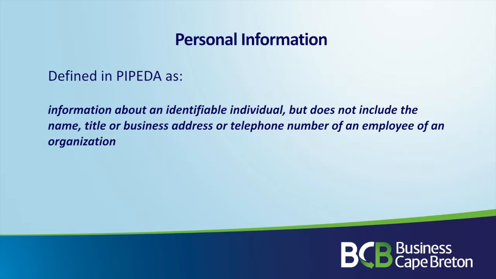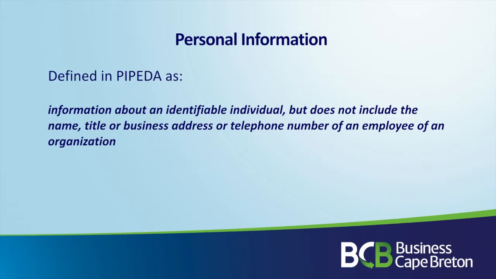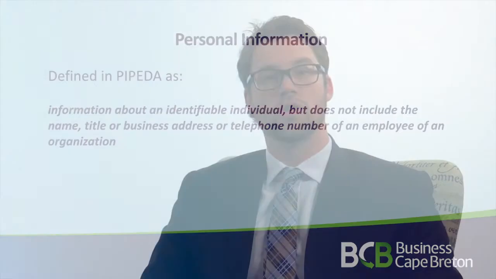Personal information is defined in PIPEDA as information about an identifiable individual, but doesn't include the business address or telephone number of an employee of an organization, which is important, in instances like advertising on your website and so on. I've included the definition of personal information from PIPEDA. Effectively, you can list the names of your employees, their telephone numbers, and the business address on a website, for instance. However, you couldn't use personal information collected by your employees of someone else without their consent.